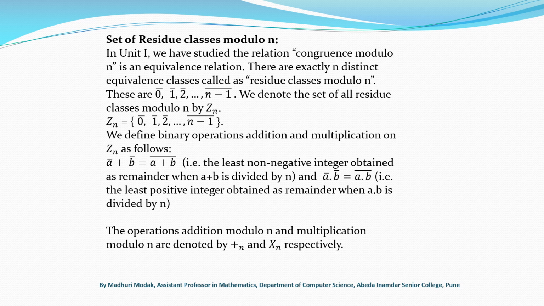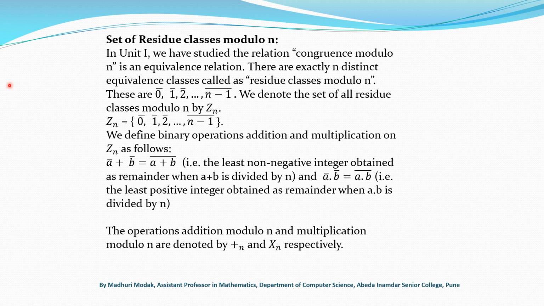Now, next is the set of residue classes modulo n. In the previous unit, we have already seen residue classes modulo n. So congruence modulo n, this relation is an equivalence relation. So there are exactly n distinct equivalence classes which are called residue classes modulo n. The members of this set are Zn equal to 0 bar, 1 bar, 2 bar, up to n minus 1 bar. Now on this set Zn we define binary operations addition and multiplication as follows.